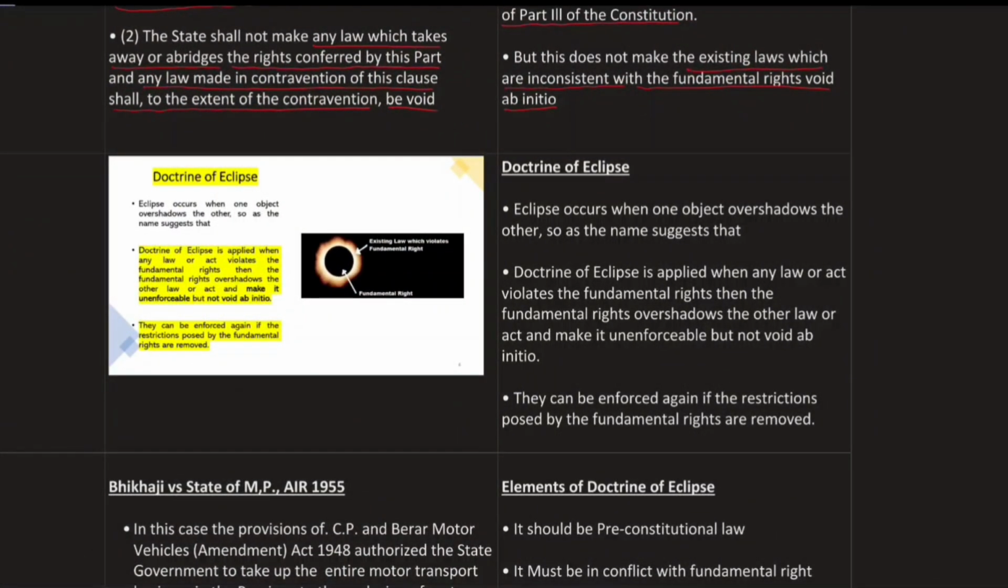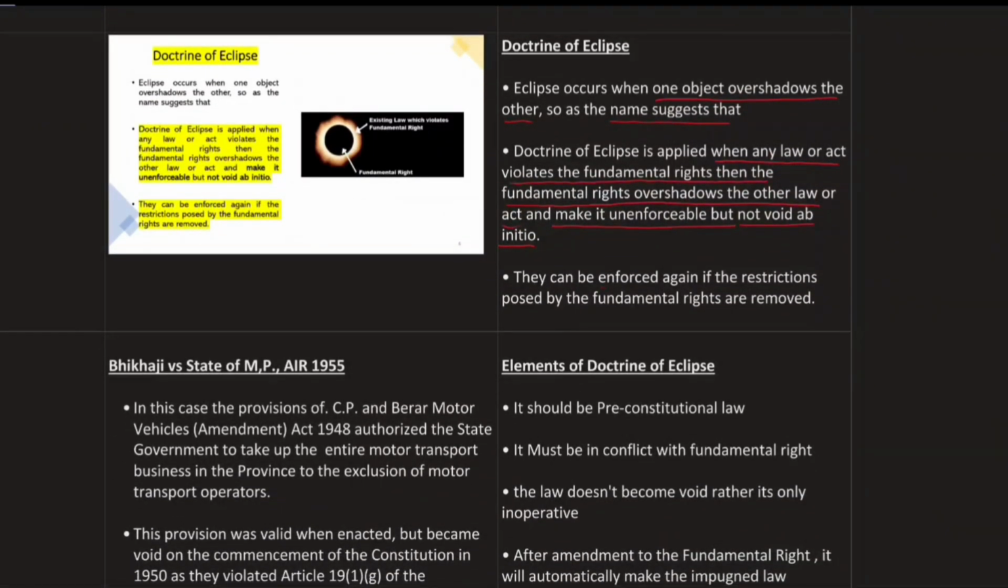Doctrine of eclipse. Eclipse occurs when one object overshadows the other. So as the name suggests, the doctrine of eclipse applies when any law or act violates the fundamental rights. Then the fundamental rights overshadow the other law or act, making it unenforceable but not void ab initio. They can be enforced again if the restrictions posed by the fundamental rights are removed.